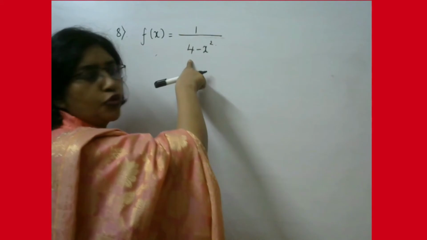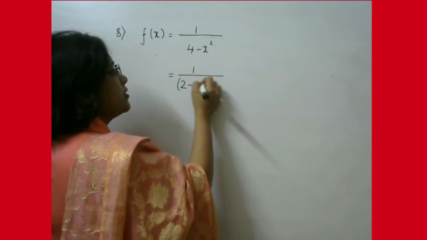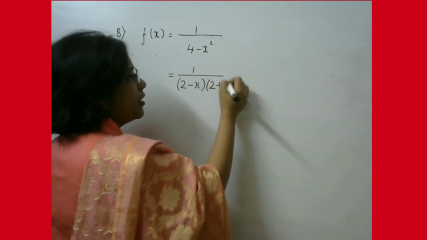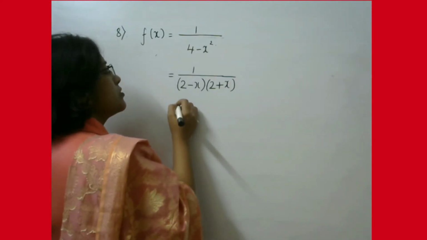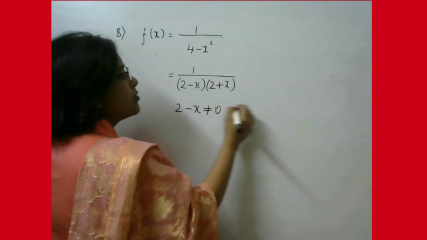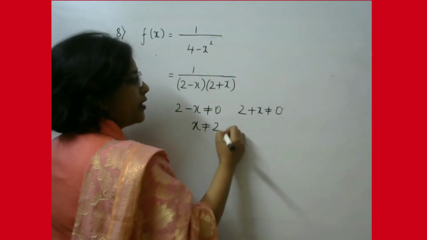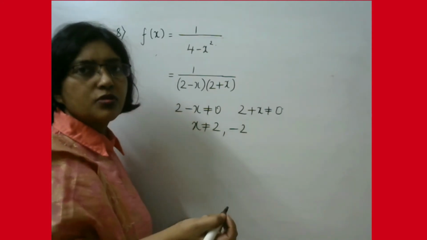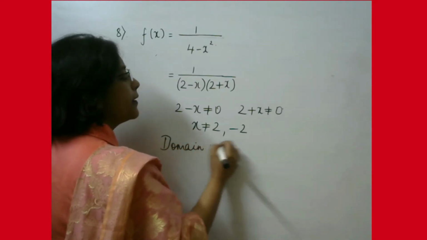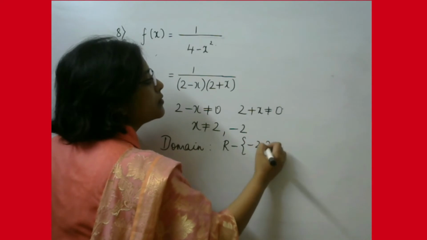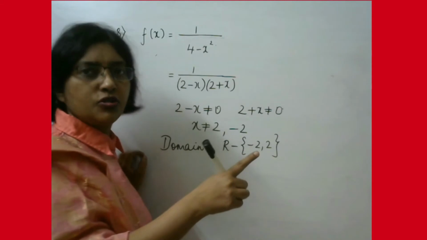1 upon 4 minus x square can be factorized, so let us factorize it. It is not under a root, so only the denominator should be non-zero. So 2 minus x should not be equal to 0 and 2 plus x should not be equal to 0. x not equal to 2 and minus 2. These two values from all real numbers are not allowed, so the domain becomes real numbers minus, remove these two numbers, the real numbers minus {-2, 2}.